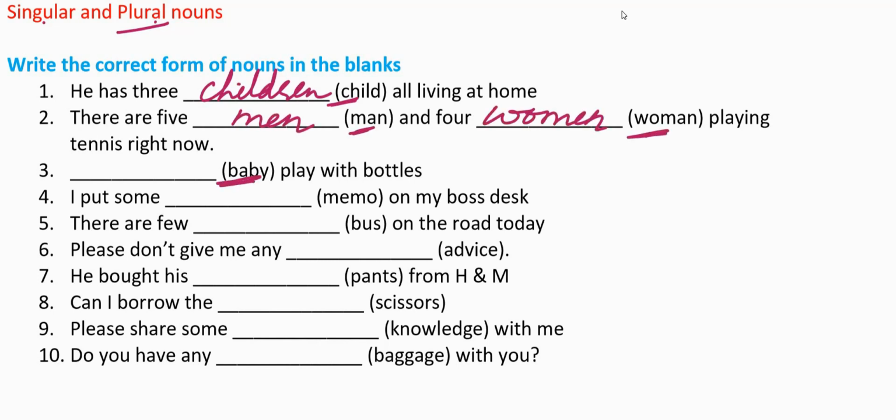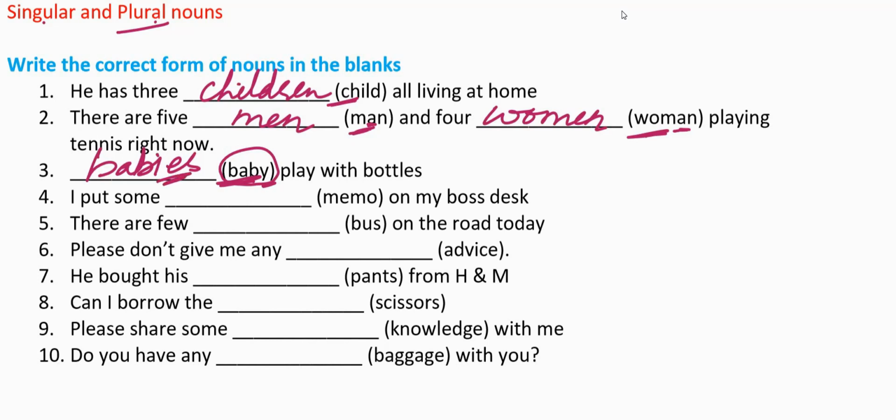Babies play with toys. So babies you have to write. Observe the formation of the plural. What is happening here? Now these are irregular nouns. The vowel between the nouns is changing. Okay, and a noun is singular here, baby, and it is ending with Y. How do you make it a plural? You drop the Y and add IES.